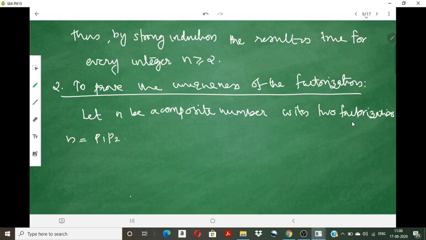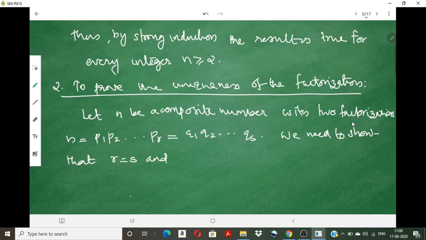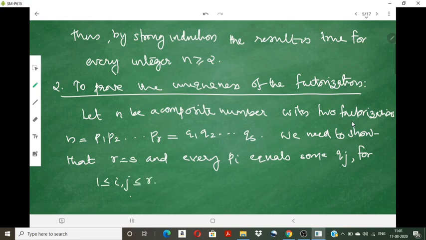n equal to p1 into p2 into etc. pr, where pi's are primes, is equal to q1 into q2 into etc. qs. We need to show that r equal to s and every pi equals some qj for 1 less than or equal to i, j less than or equal to r. That is, the primes q1, q2, etc. qs are a permutation of the primes p1, p2, etc. pr.